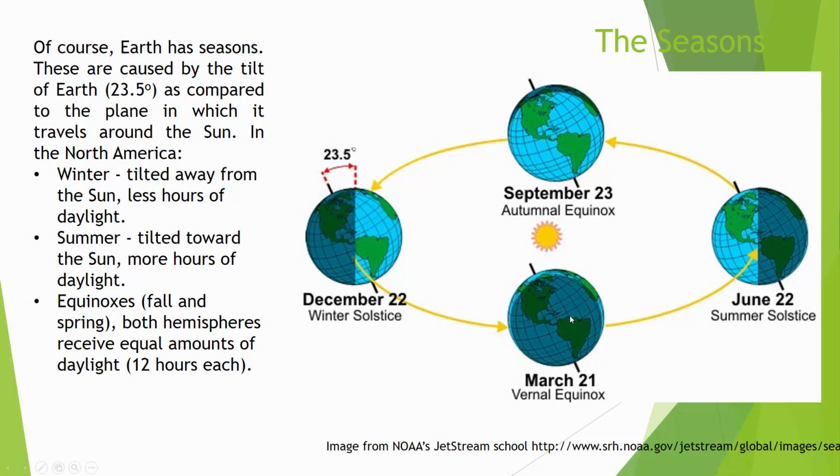When we hit the equinox, so twice a year there's an equinox, and that happens in fall and spring, that's a day in which both hemispheres are receiving equal amounts of daylight. So North America and South America, they're all receiving 12 hours of daylight on those equinox days.